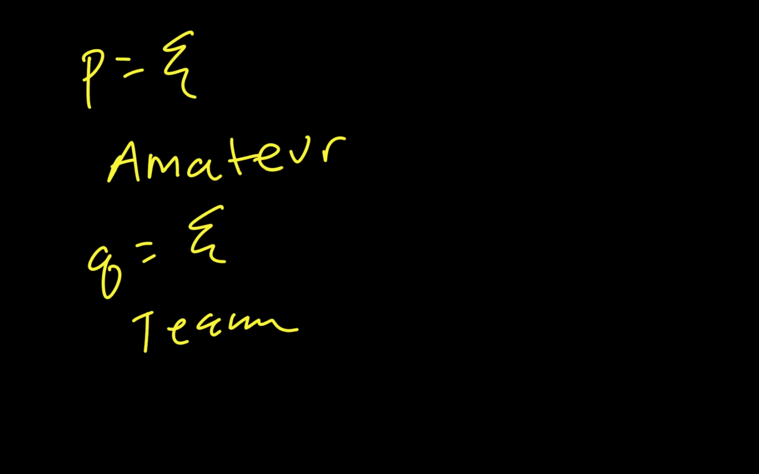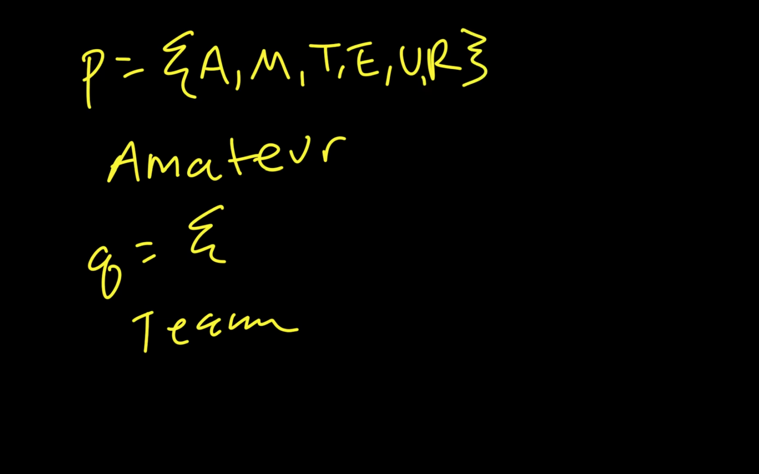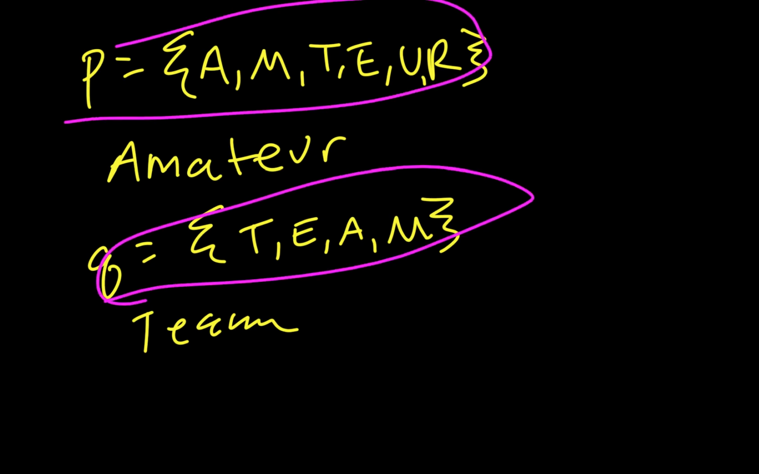With sets, we only write one of each letter. So I'm going to say A, M, T, E, U, R. So even though there's two A's in the word amateur, we're only going to write it once because that's what set theory says. Only one of each type of element. Team, all the letters are different, so we can write all of those. So that's what it's asking you to do on part A. So I guess the answers are these two things for part A.